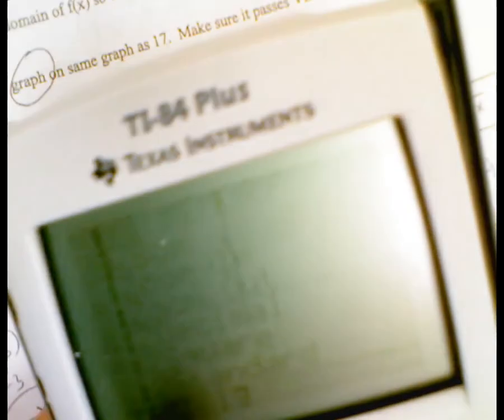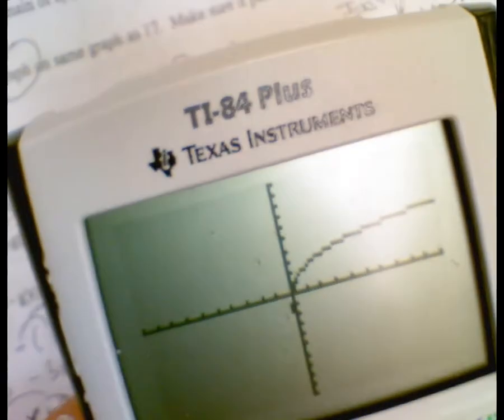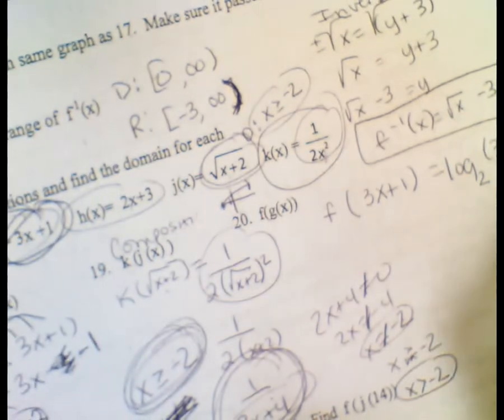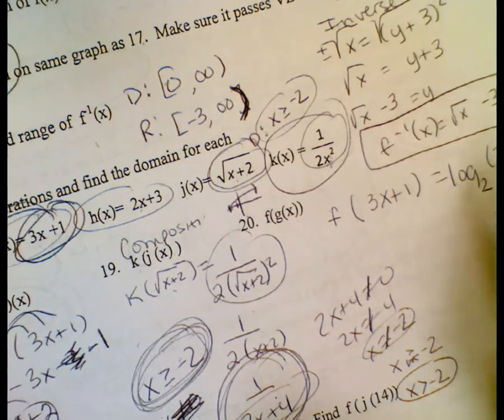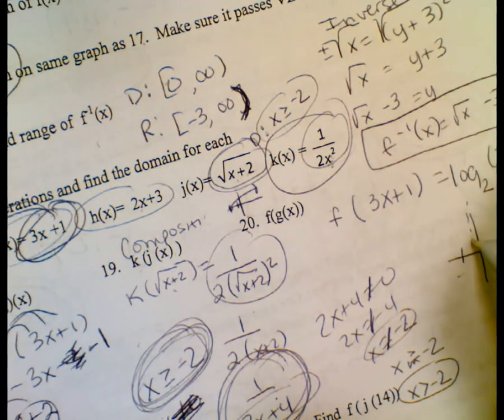Graph. Oh, my graph's messed up. Zoom 6. You might not be able to see this, but the vertical asymptote, if you set this equal to 0, is -1/3. It's kind of hard to tell that in this graph. But if this is -1, there's an asymptote at -1/3.